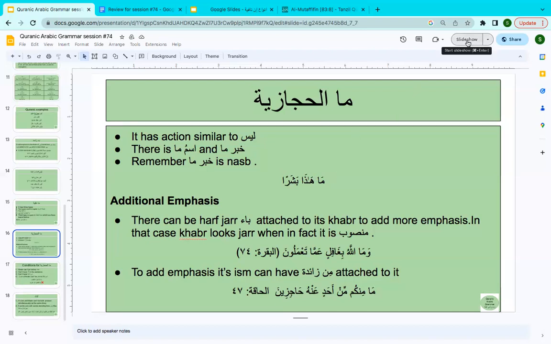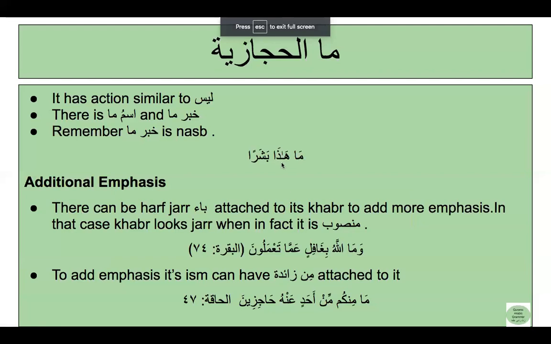So if I give you this sentence, let me just enlarge it a little bit for you so that you can see. Ma haza basharan. What is the status of haza here? What do you think? I'm talking about haza. It's raf' in status, right? Why is it raf' in status? It is ismu ma. Just like laysa's ism is raf' in status, ma's ism is also going to be raf' in status, because ma works just like laysa. So ismu ma is going to be raf' in status, and khabru ma is going to be nasb in status.